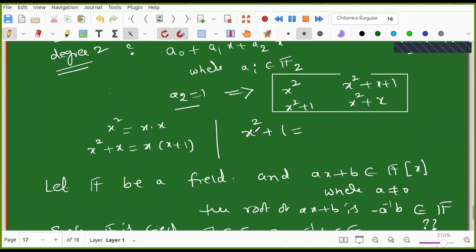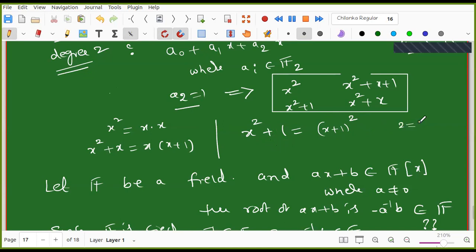X equal to 1. If I substitute 1, it automatically becomes 0, right? So 1 is always a root. So it is actually x plus 1 into something else; can you tell me what that other factor is? It has one root, so there is another root also. But there are only 2 elements, 0 and 1, so both the roots are the same. So it has a repeated root in F2.